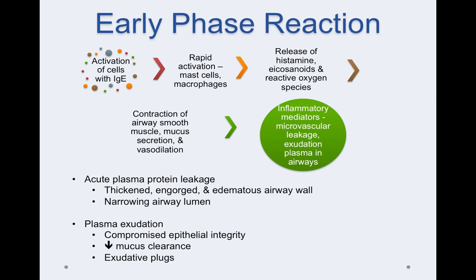However, there are a couple other events that do occur in this early phase reaction. This includes acute plasma protein leakage, which results in thickened, engorged, as well as edematous airway walls, and also narrowing of the airway lumen. Lastly, plasma exudation can compromise the epithelial integrity, decrease mucus clearance, as well as cause exudative plugs.